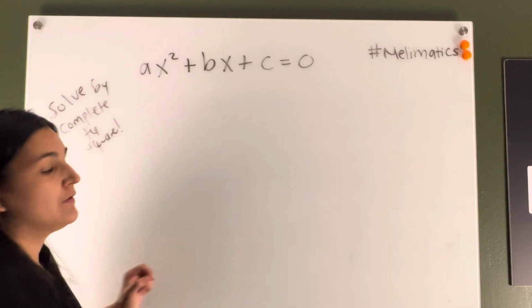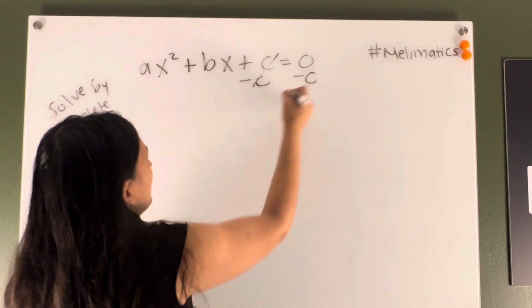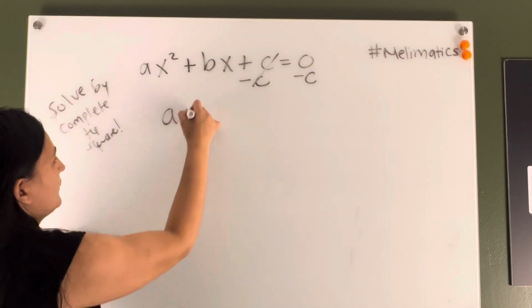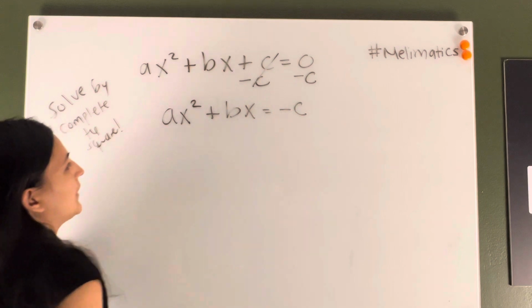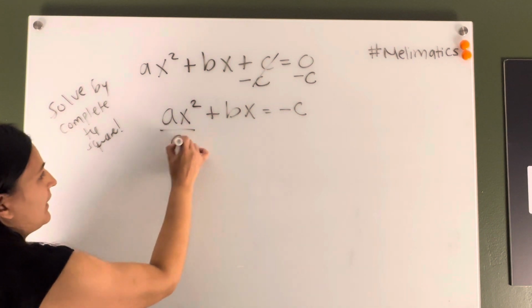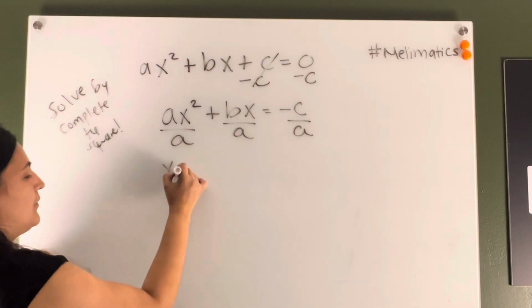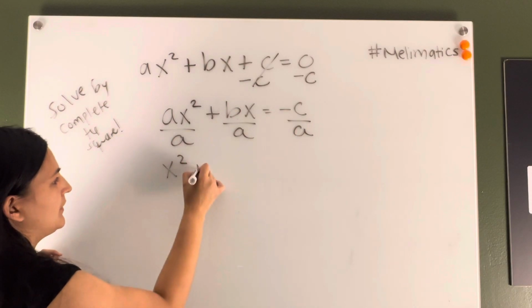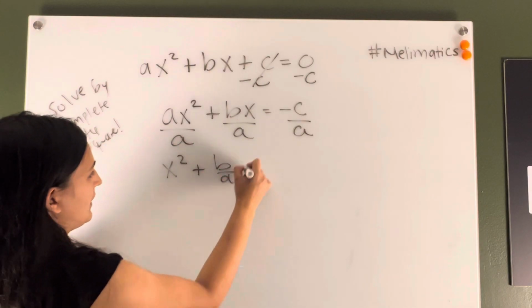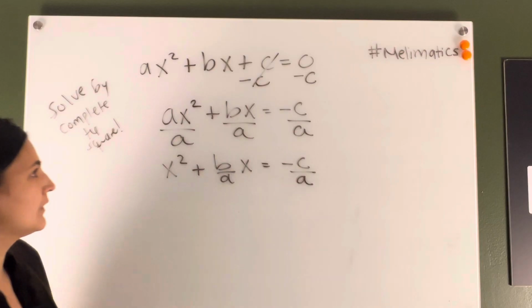Okay, scratch that. First thing we have to do is subtract c, because remember that we want to have our number on the right hand side. So let's do that before we do anything else. Now we're going to divide by that a to make sure that we are able to do this method. So now I have x squared plus b over a x equals negative c over a.